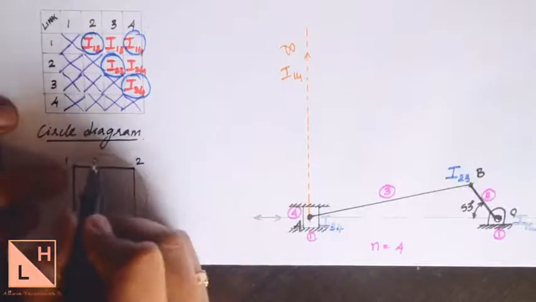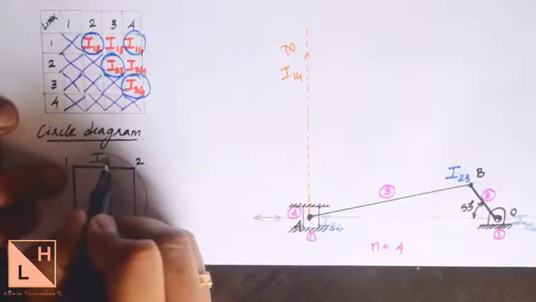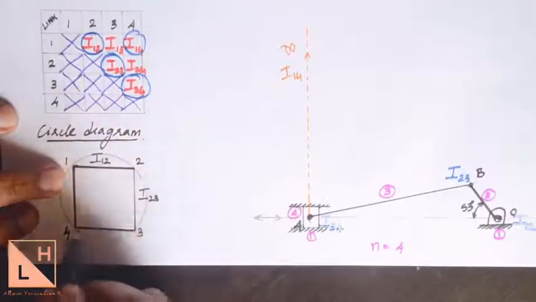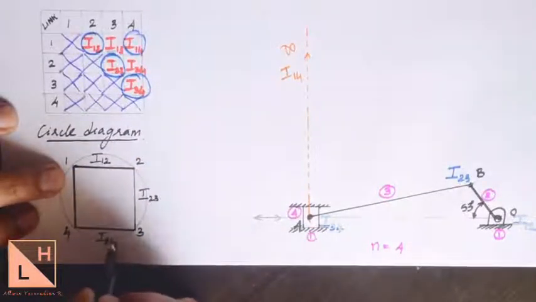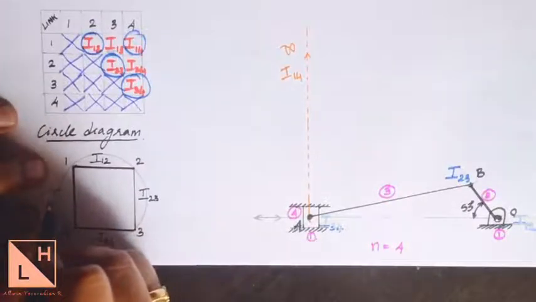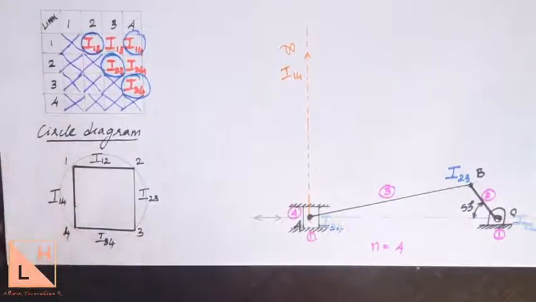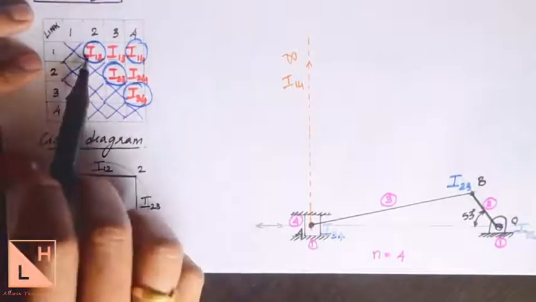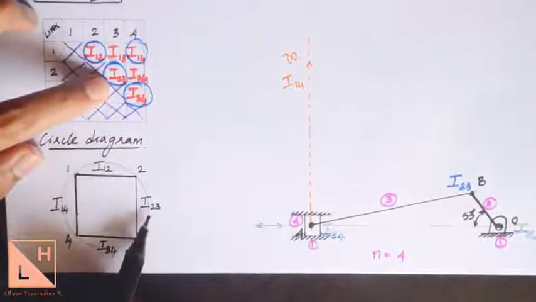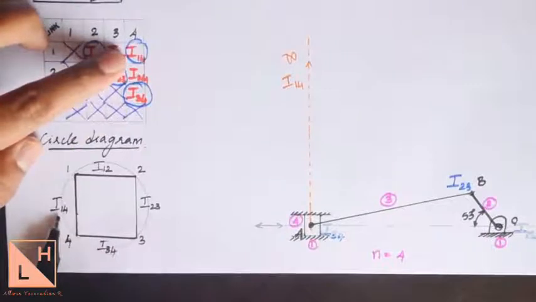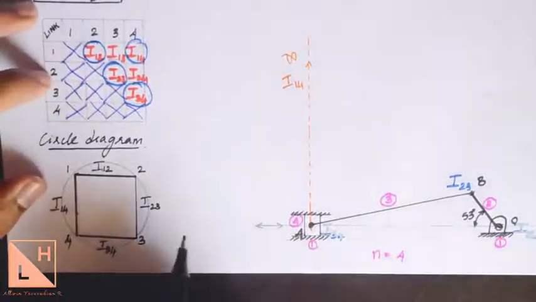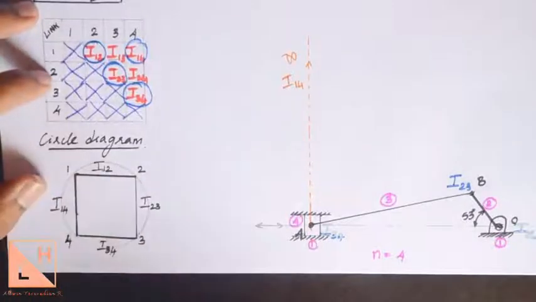So this is 1, 2. So I'll name this one as I12. This side is 2, 3, so this is I23. 3, 4. 4, 1. We don't name I41, so we'll name it as I14. So these are the 4 instantaneous centers which we have already found out, right? If you refer to that box, I12, I23, I34, I14. So these 4 instantaneous centers are already found. So the instantaneous centers which are already found, you draw them with a dark line. That's what we have done, right?